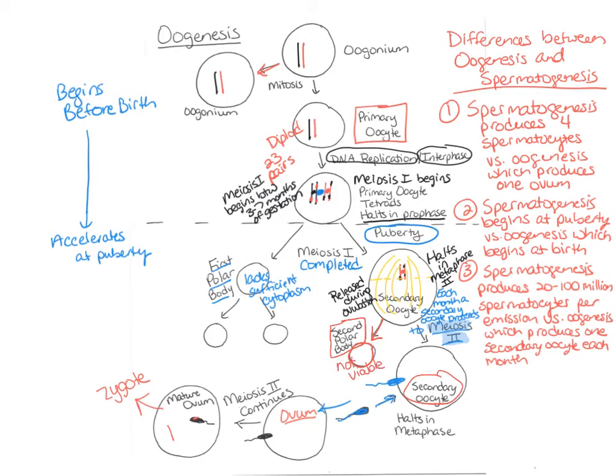The first polar body from the primary oocyte going through meiosis 1 will also go through meiosis 2 and will end up producing 2 more second polar bodies. So at the completion of oogenesis from one oogonium, we get a secondary oocyte that can become an ovum if it's fertilized, and 3 second polar bodies.